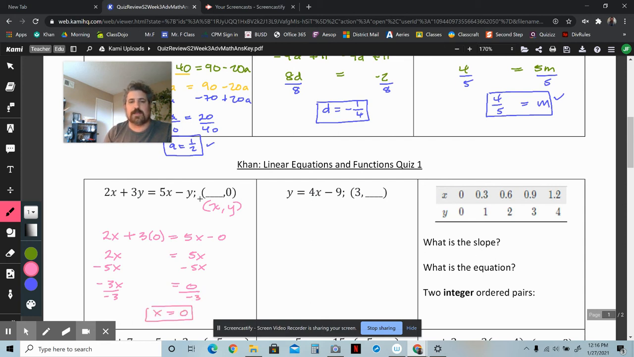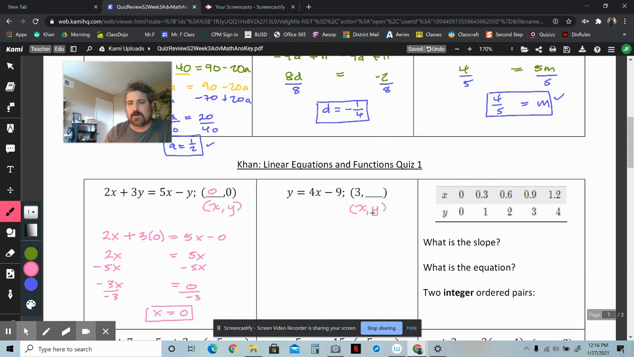So what is the value of x? 0. So if you plug in a 0 for x and a 0 for y, this should be a true statement, and it is. 0, 0, 0, 0. It's all going to go away, and you get 0, 0. On this one here, they're asking what the value of y is this time when x is 3, right?